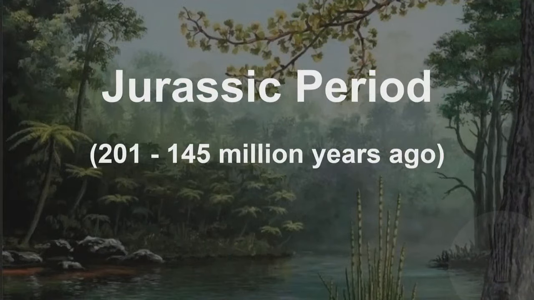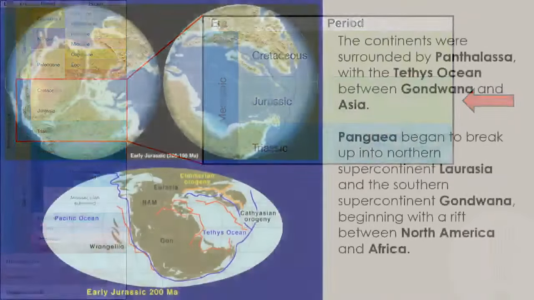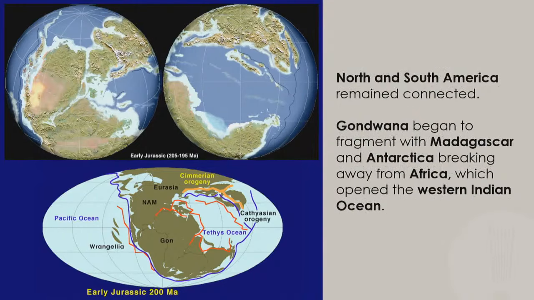All right, so into the Jurassic period. Here we are within the Mesozoic era. Continents were still surrounded by that giant ocean, Panthalassa, with the Tethys Ocean between Gondwana and Asia. Pangaea began to break up into the northern supercontinent of Laurasia and the southern supercontinent of Gondwana, beginning with the rift between North America and Africa. North and South America are still connected at this time. Gondwana began to fragment with Madagascar and Antarctica breaking away from Africa, which opened the Western Indian Ocean.